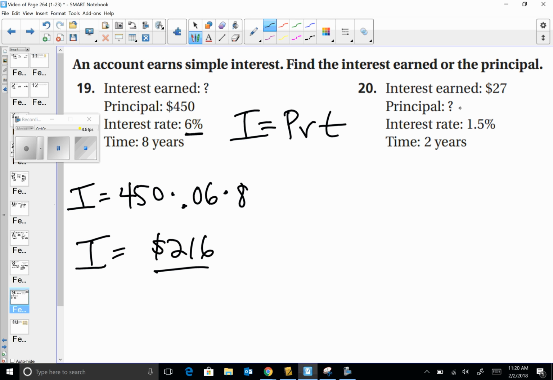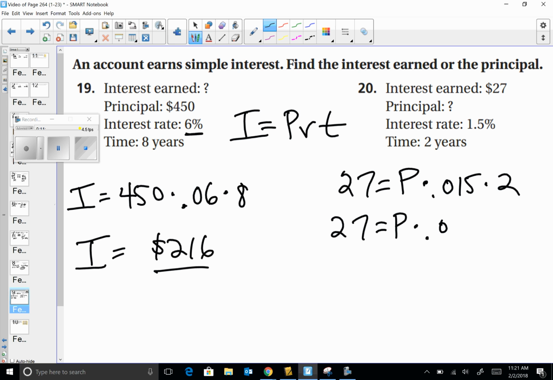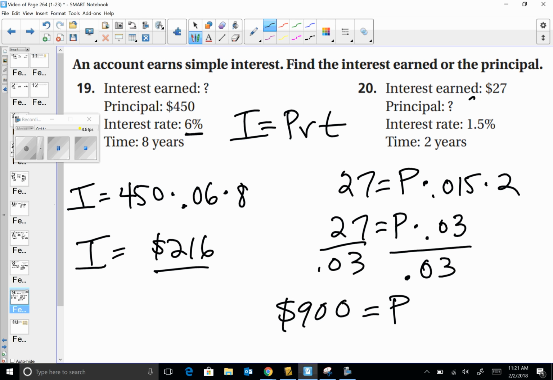Okay, next one, we're looking for the principal. So we got to work a little backwards on this one. The interest is 27. We don't know the principal. The interest rate is 0.015 and the time is 2 years. All right, so we're going to multiply these two. They're like terms, so I'm going to do 0.015 times 2, and I still get a pretty small number, 0.03. In order to get that principal by itself, I'm going to divide by 0.03. So 27 divided by 0.03 gives me $900. So the principal must have been 900 bucks. Okay, great. Let's move on.